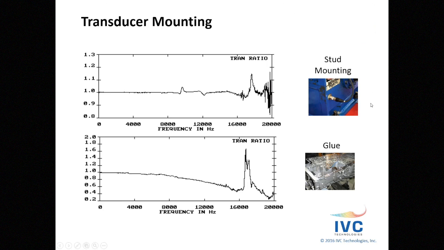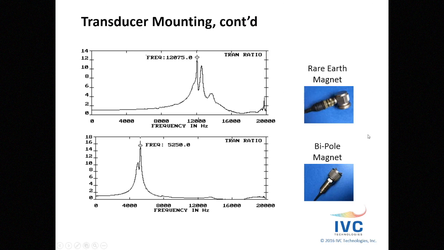This is just showing you some plots using your stud mount, which is your best case scenario. I'm linear probably out here to say 15K, almost 16K. Glue is actually pretty good. I can probably go out somewhere to 12K on this. But you'll see as we change the method, you'll gradually start losing more and more of the frequency range.